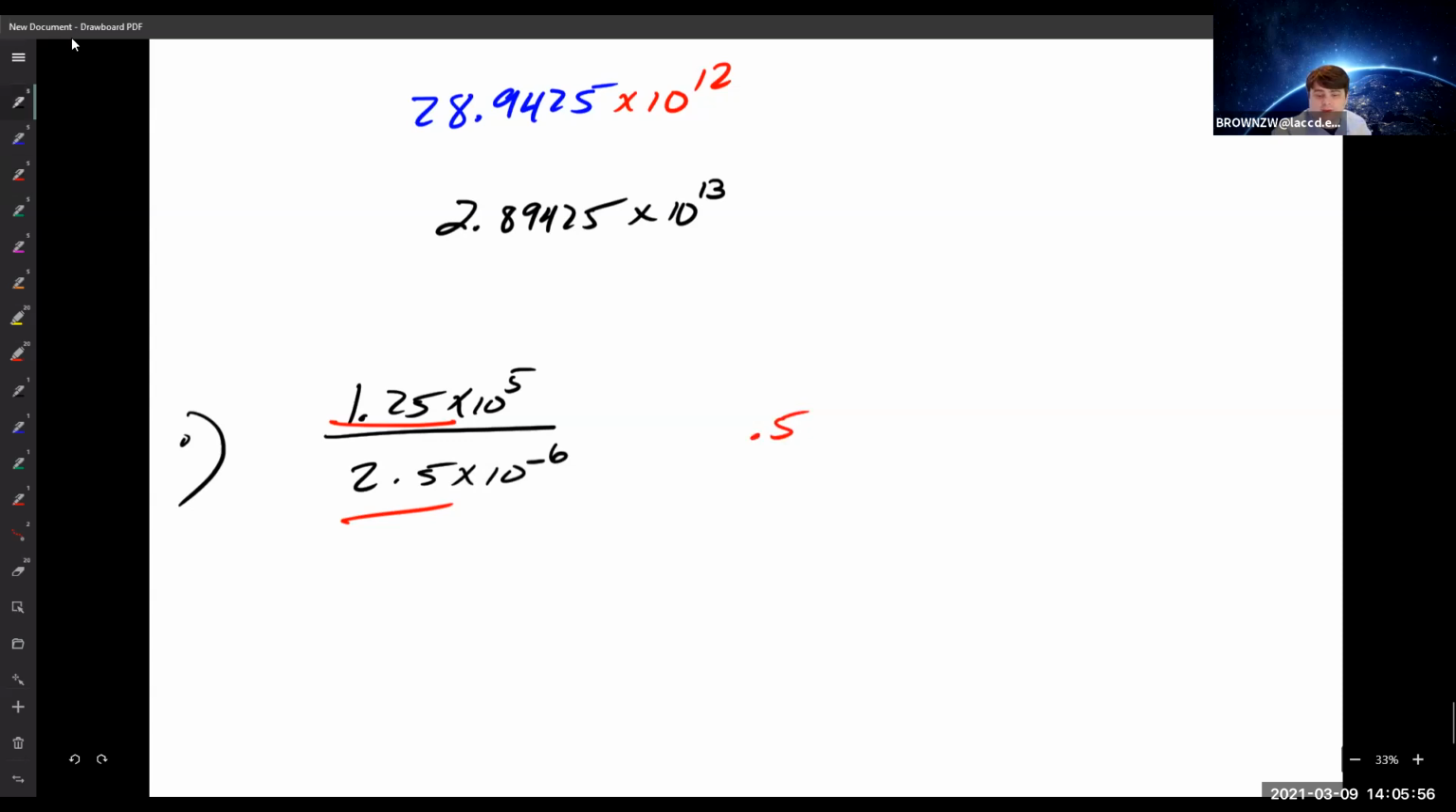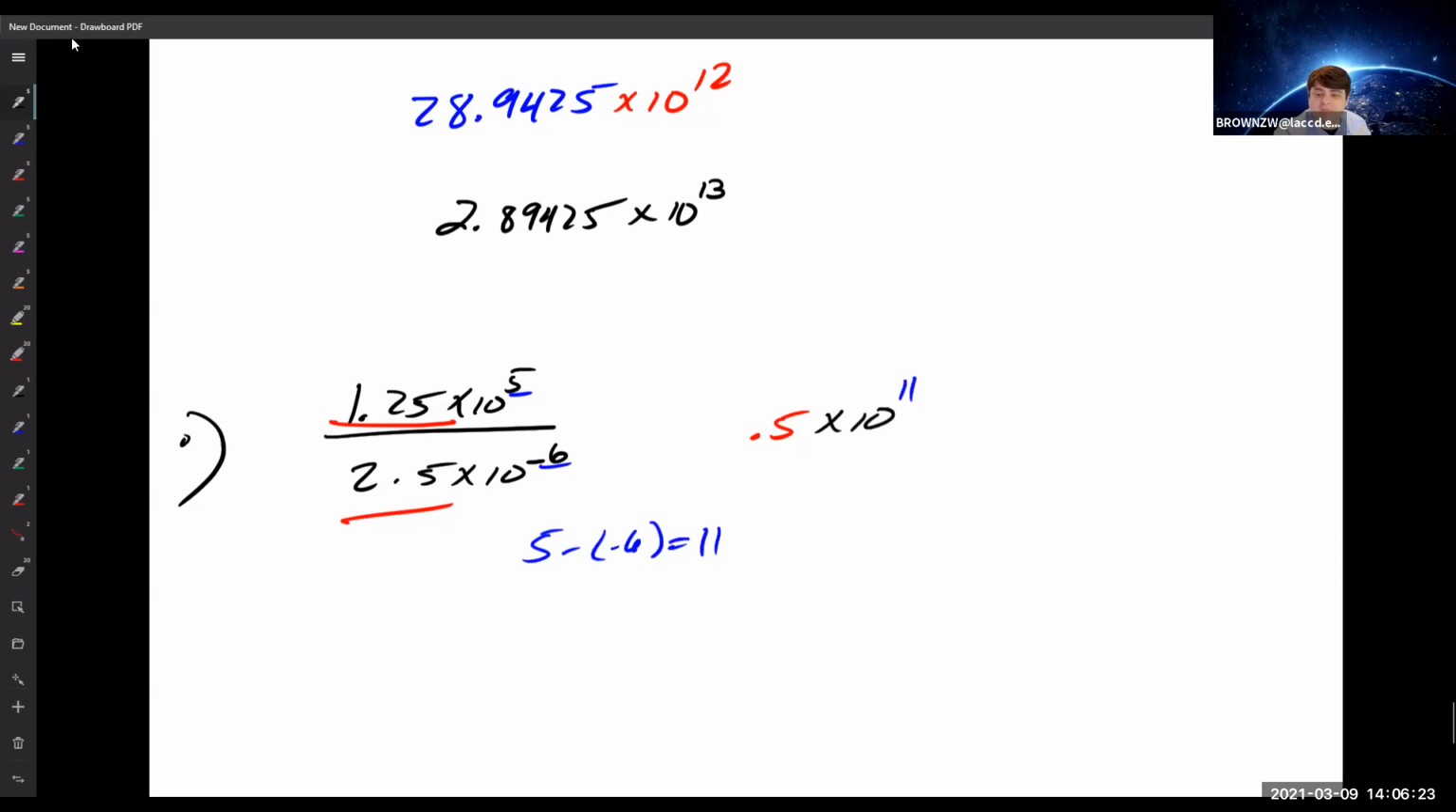And then remember that we're subtracting here. So this is 5 minus negative 6, which would leave me with 11. So that'll be times 10 to the power of 11.